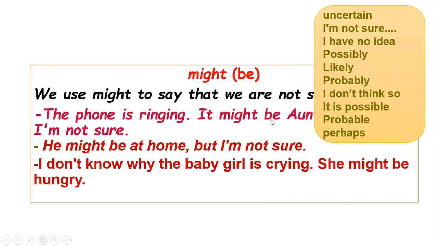So all of these expressions express uncertainty. They express that you are not sure about something. So when you find any one of these expressions, you have to use might be. Okay.